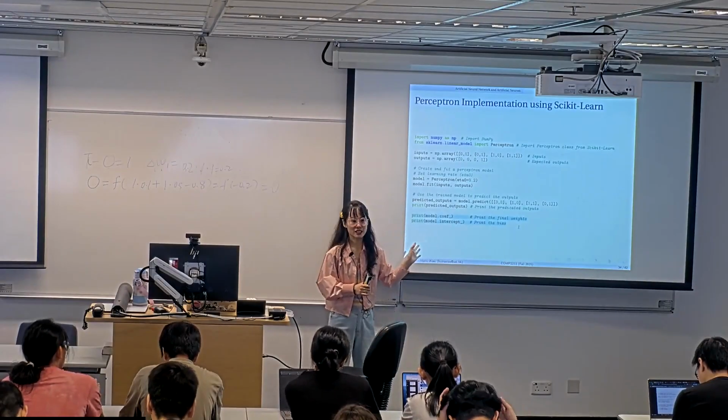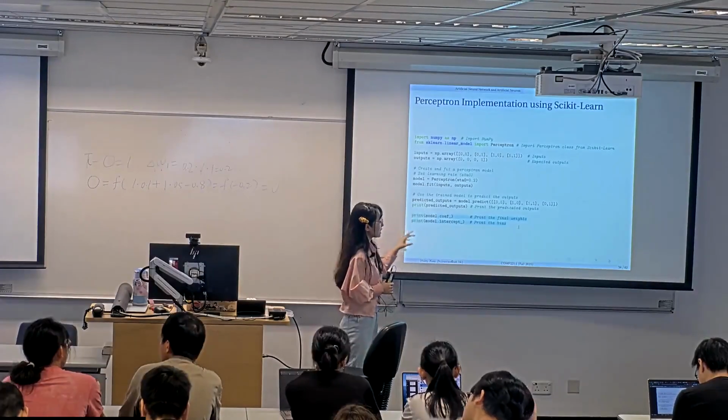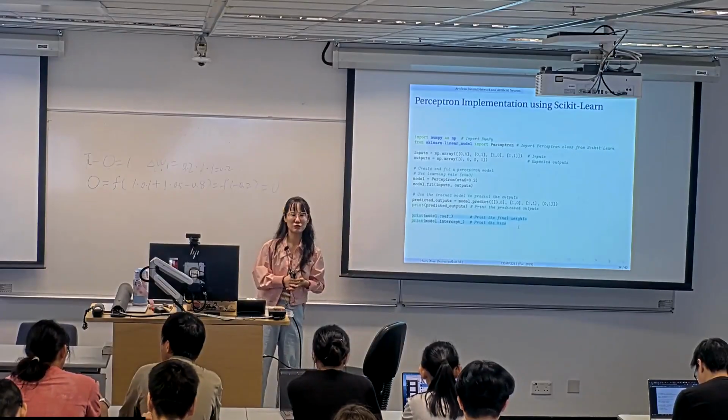Anyone knows why this final weights and final bias just become different?